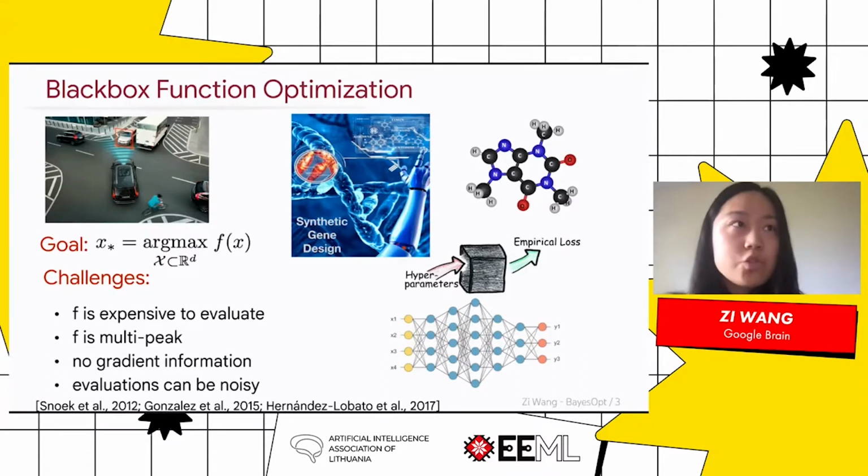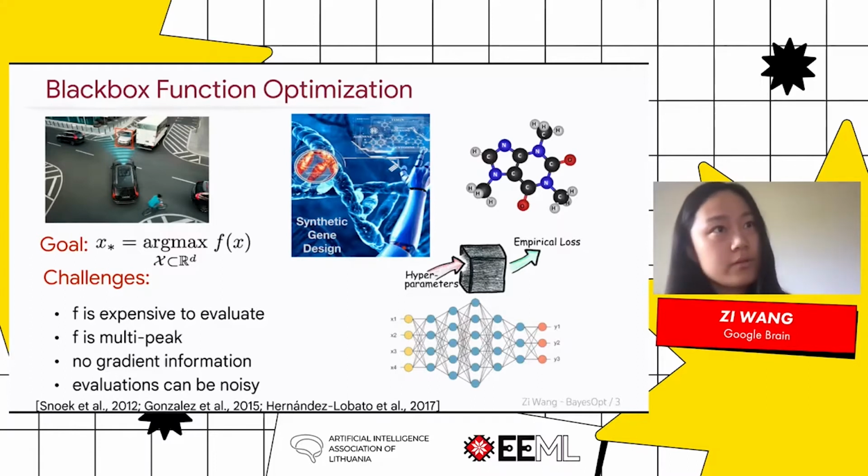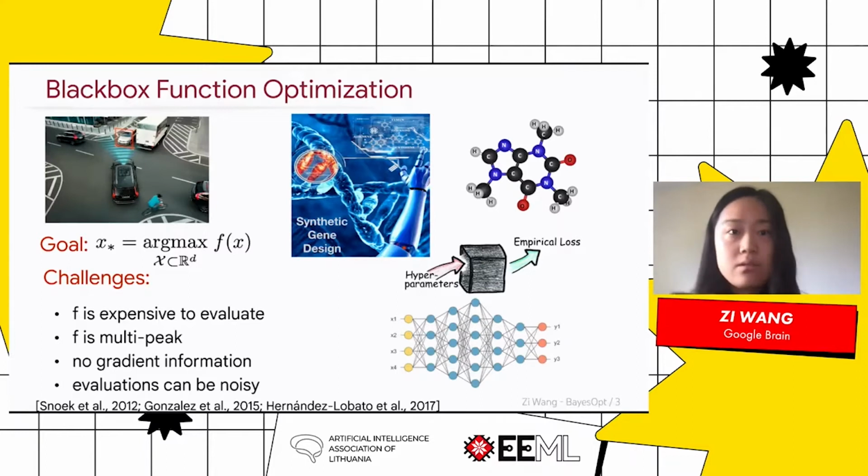All these problems share some similar challenges. The function f is quite expensive to evaluate. Training machine learning models takes a while. Doing wet lab experiments also takes a long time. Sometimes these types of evaluations can take days. Second, f is actually a multi-peak function, which means that it doesn't only have one peak. It might have several different peaks, which makes the global optimization problem more difficult.